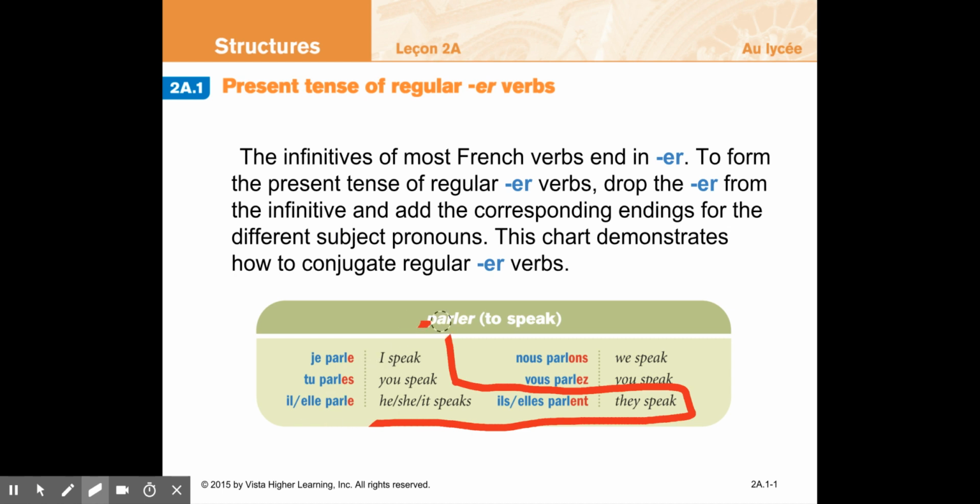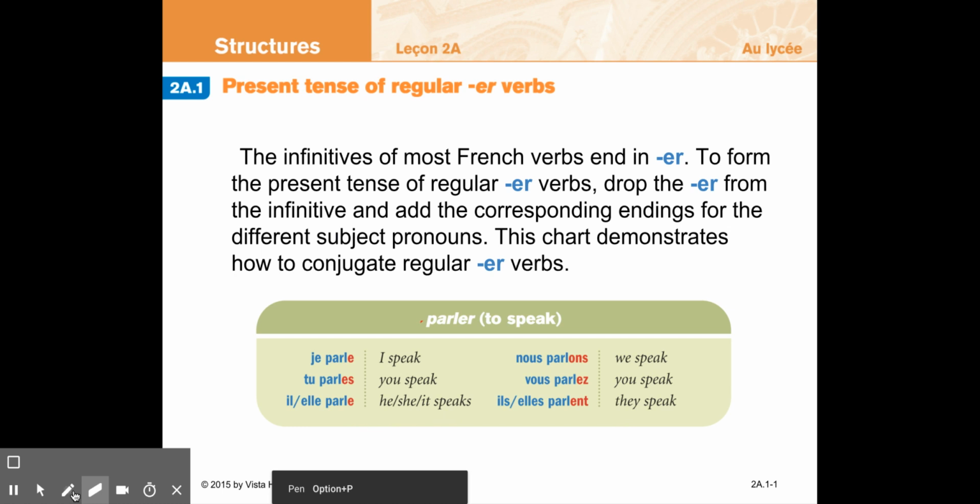So just pay attention to that. There is a little chant that I used to use when I was in the classroom, and I would make my students repeat it obnoxiously, and I won't make you repeat it obnoxiously, but I'm going to kind of teach it to you. And that is a little cheerleader chant. I apologize for those of you who are cheerleaders. But it's just going through and saying the endings, and it's E, ES, E, ONS, EZ, ENT.